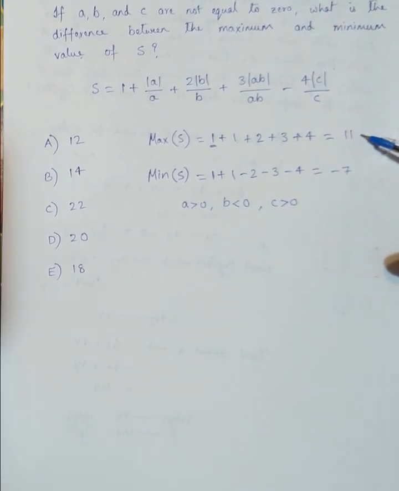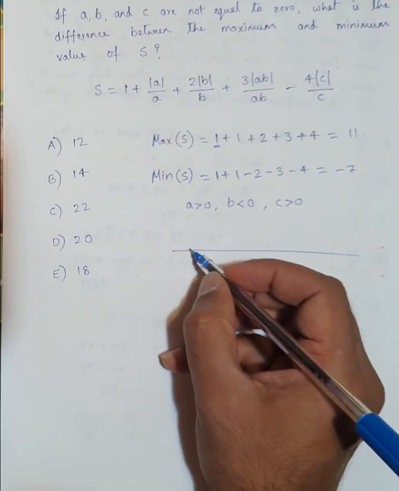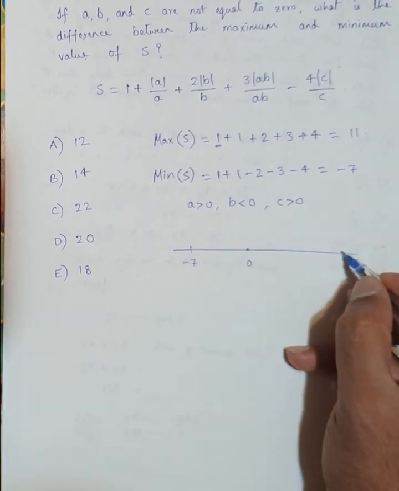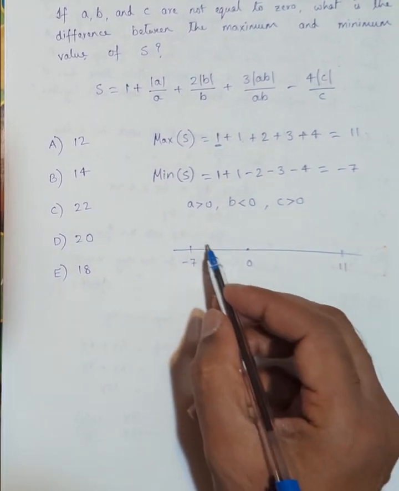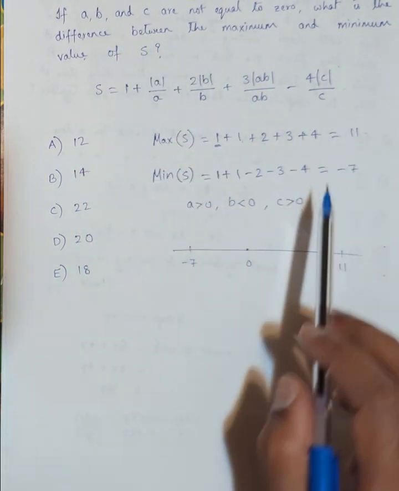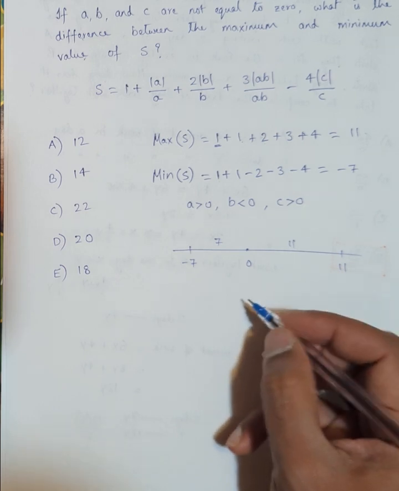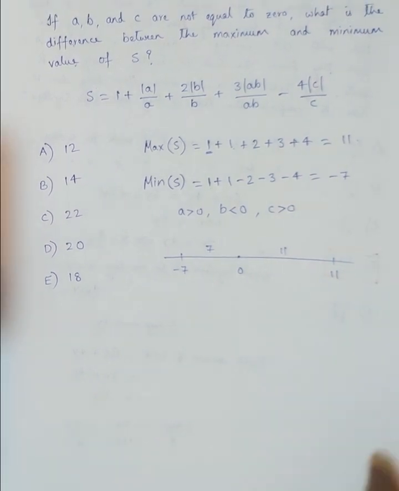So maximum is positive 11, minimum is negative 7, and negative 7 is somewhere here, 0 is here, and positive 11 is here. So the difference between these two is going to be 7 plus 11, which is 18. So that's our answer.